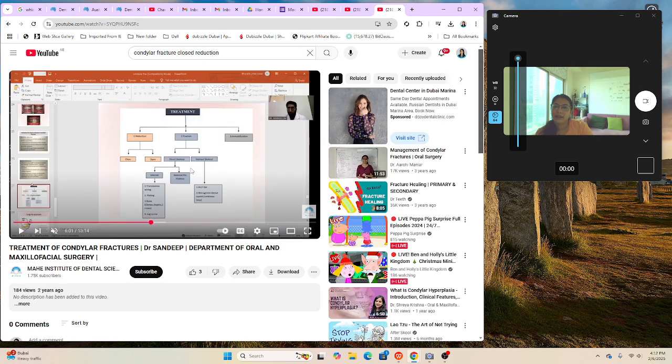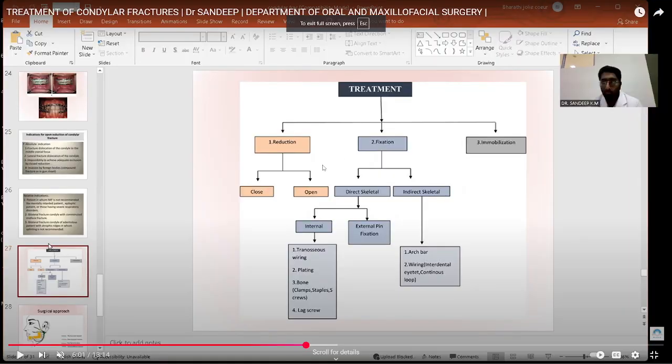It's a very good presentation by this person in a maxillofacial surgery department, but I'm not going through the entire thing. I'm just going through a short one, which is how you would fix it, the treatment. It's reduction, closed and open. We already spoke about it. Fixation can be direct skeletal or indirect skeletal. The same chart is present in your oral maxillofacial textbook, but I'm just going through it.